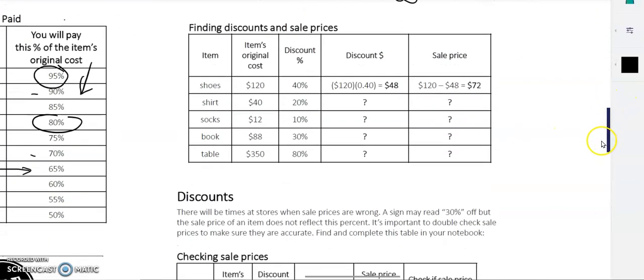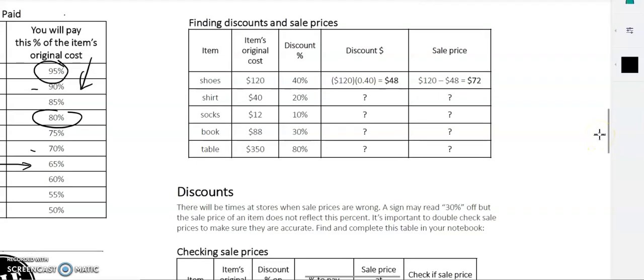Super. We're going to do this. I don't want to just walk through the whole thing with you because I have a limited amount of time on the video. But this is what I want you to do in this table. We have the original cost of a pair of shoes. They want to take 40% off. So we calculate what 40% of $120 is, and then subtract $120 minus our discount.